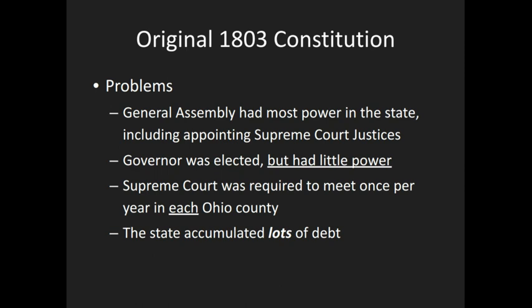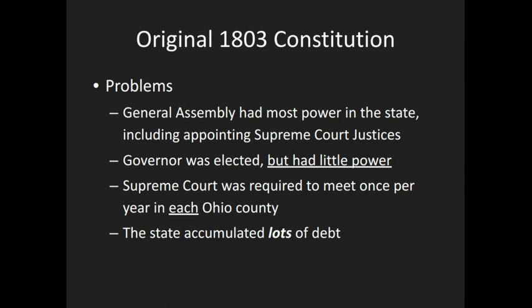The General Assembly, which is our word for Congress, had most of the power in the state, including appointing Supreme Court justices. So it was very partisan, which means that politics played into it way too heavily, especially when you consider the fact that you want your judicial branch to be apolitical. The governor was elected but had little power, just like under the Articles. And this one was a big one.